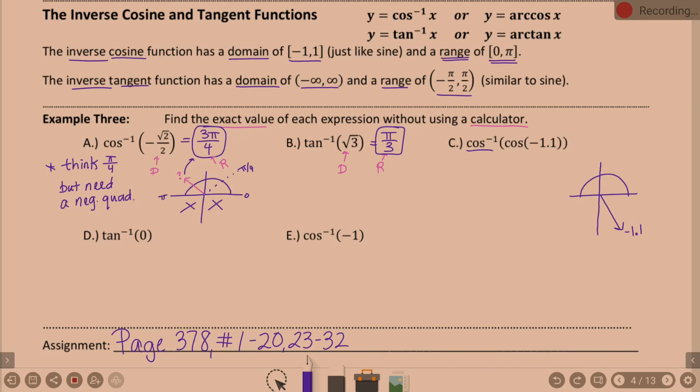Quadrants 1 and 2, yes? So, here's the idea. What is the equivalent angle up in quadrant 1 going to be? 1.1. Positive 1.1. Okay? So where am I trying to lead you to the answer of? It's going to be a positive 1.1.